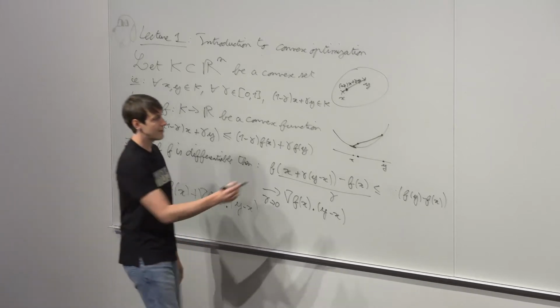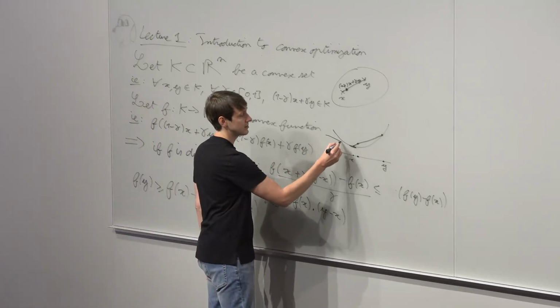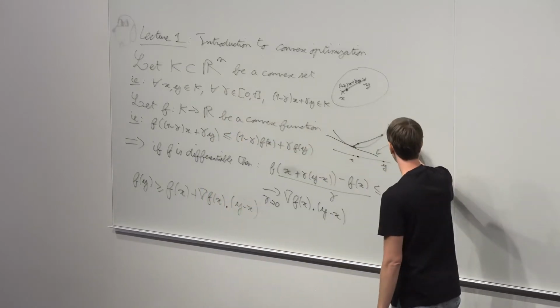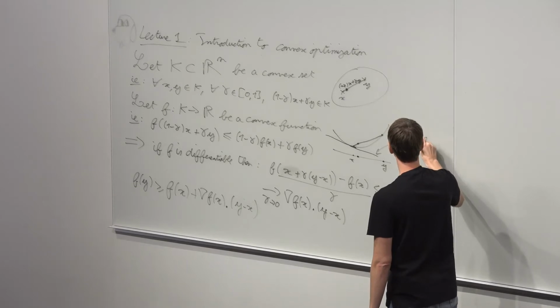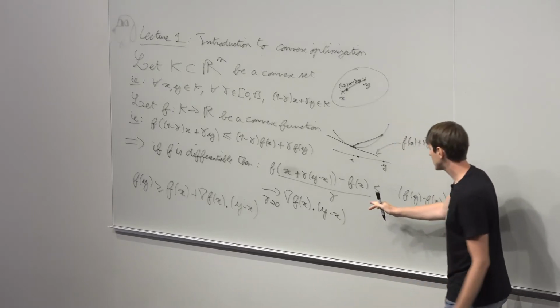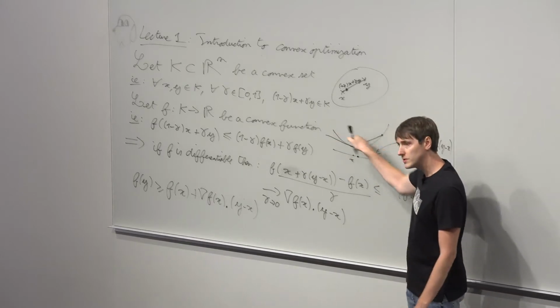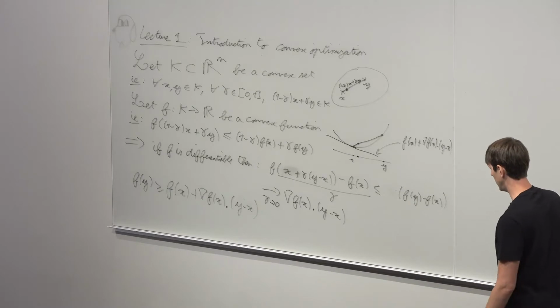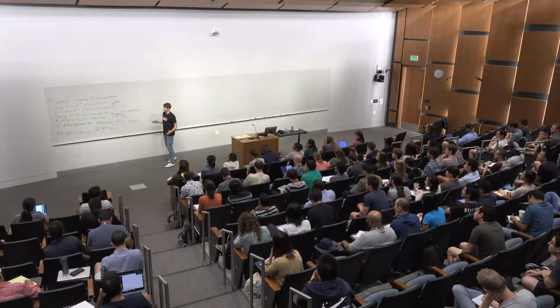Okay, so here I have my point x, and I look at this function. This function is exactly f of x plus grad f of x inner product with y minus x. And what we just proved is that this is a lower bound on the entire function. Okay, so that's a convex function. Very good.